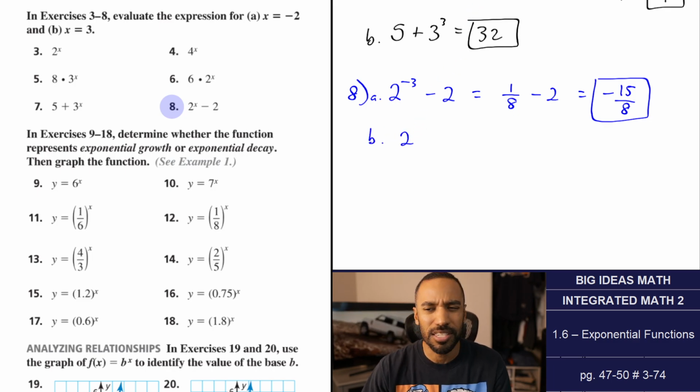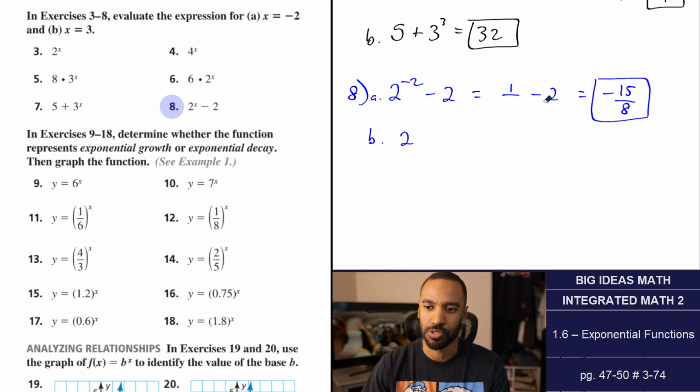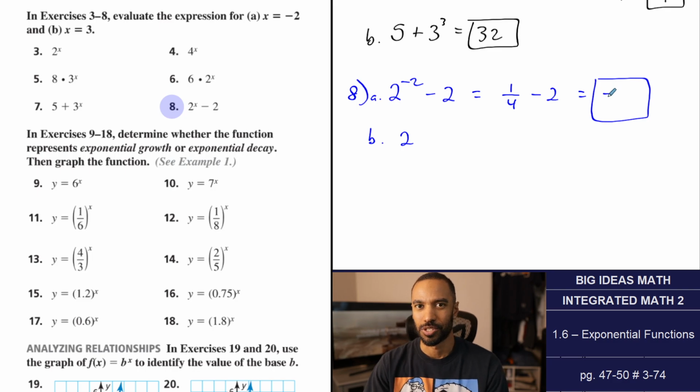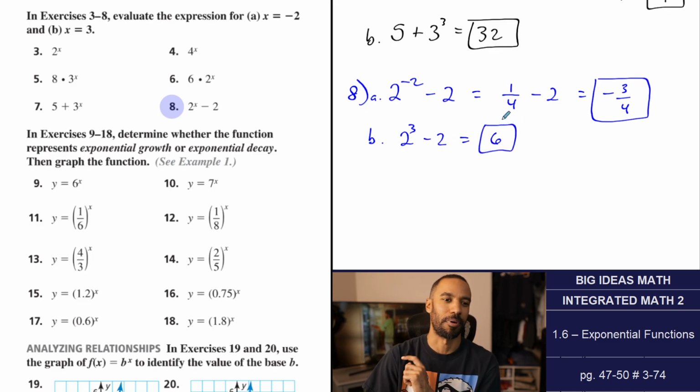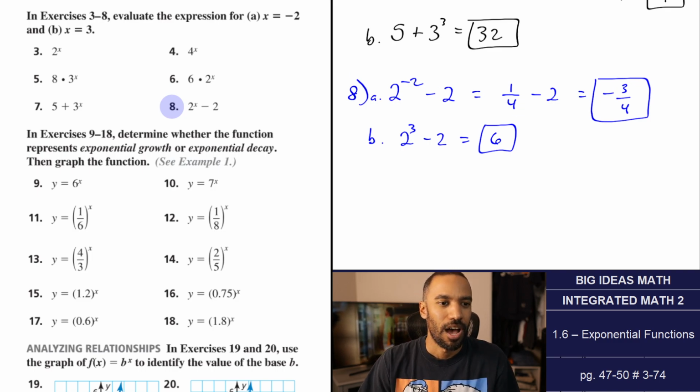Part B, 2. Oh, I'm sorry, it's not to the -3rd. I don't know why I keep doing that. Let's do that one more time. -2nd. At least you saw one. All right, 1/4 minus 2, which is 1/4 minus 4/4, which is negative 3/4. And 2 cubed minus 2 is 8 minus 2, which is 6. Apologies. Okay, let's move forward.